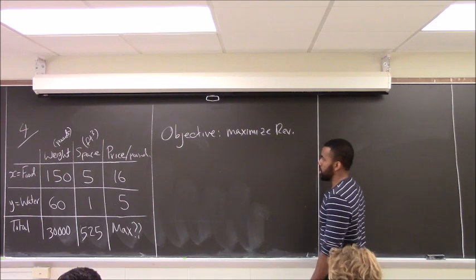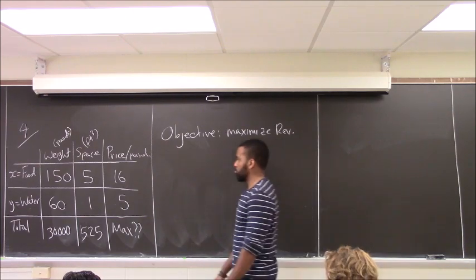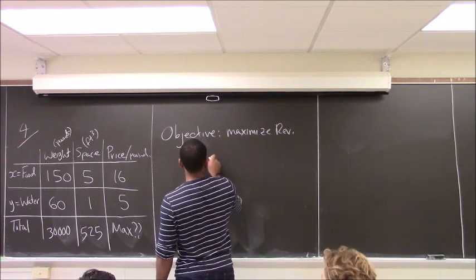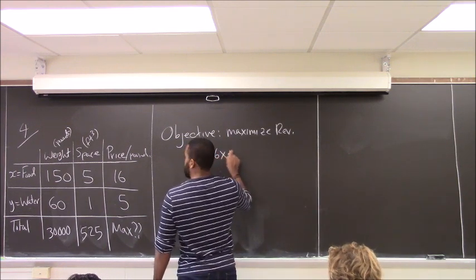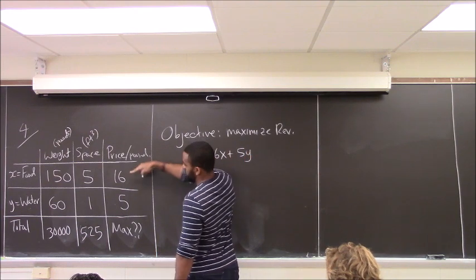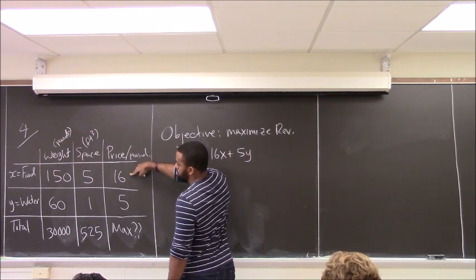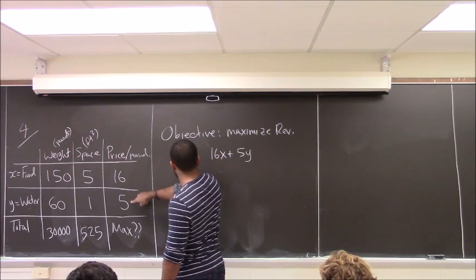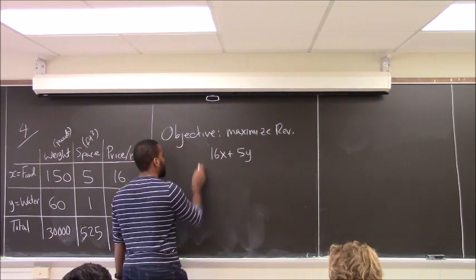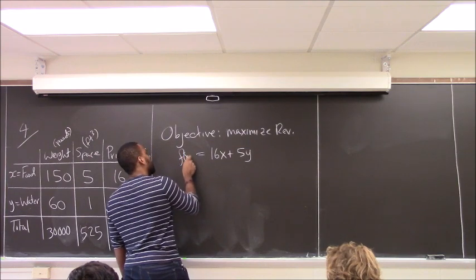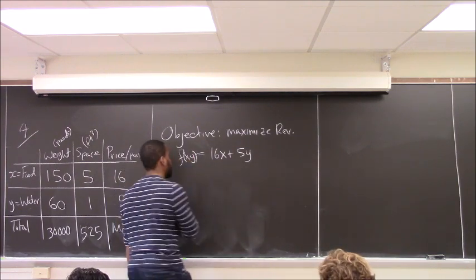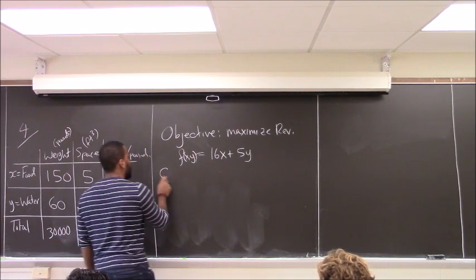What is the revenue here? Yeah? 16x plus 5y. This is the amount of dollars I make per pound of food. That's the amount of dollars I make per pound of water. So this is the total amount of money I make, and that is our objective function. We want to maximize. Now, what are the constraints?